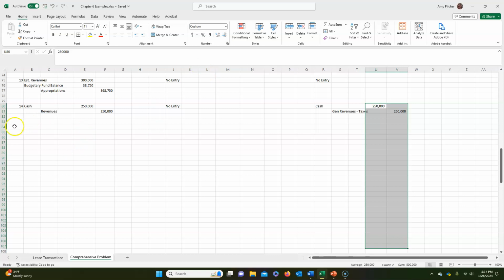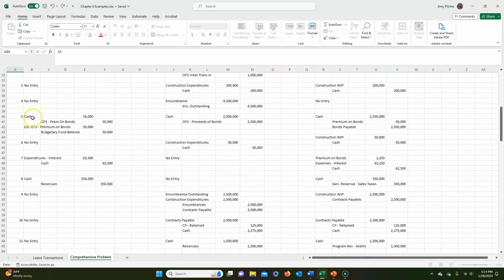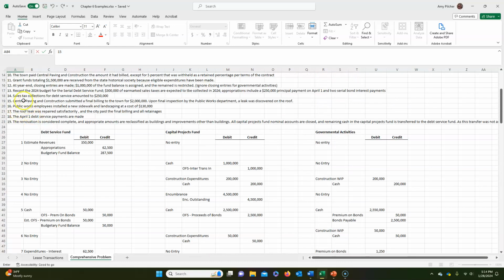Okay, just a couple more transactions. So we're already at 14. Let's look at transaction 15. We have 19 total. So 15. Central Paving and Construction submitted a final billing to the town for $2 million. Upon final inspection by the Public Works Department, a leak was discovered on the roof.